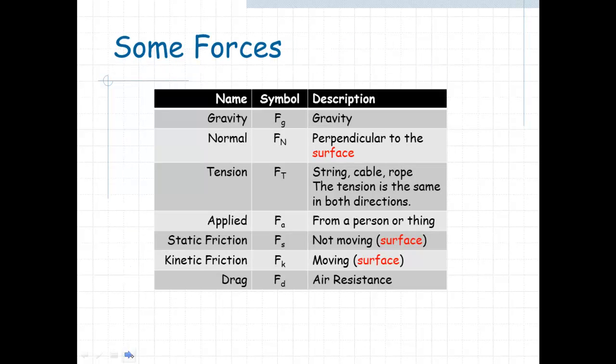These are some of the forces you should already know: the force due to gravity, the normal force, the force of tension, the applied force, static frictional force, the kinetic frictional force, and the drag force.